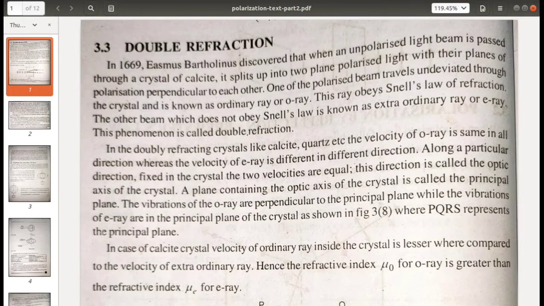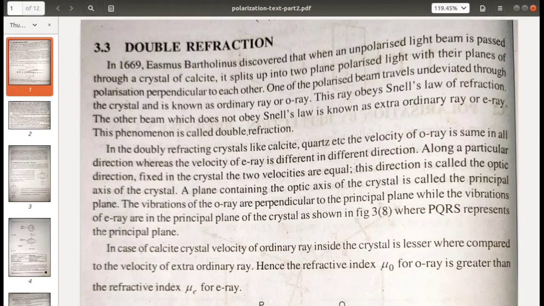In 1669, Erasmus Bartholinus discovered that when an unpolarized light beam is passed through a crystal of calcite, it splits up into two plane polarized lights with their planes perpendicular to each other. One of the polarized beams travels undeviated through the crystal and is known as the ordinary ray or O ray. This ray obeys Snell's law of refraction. The other beam, which does not obey Snell's law, is known as the extraordinary ray or E ray. This phenomenon is called double refraction.